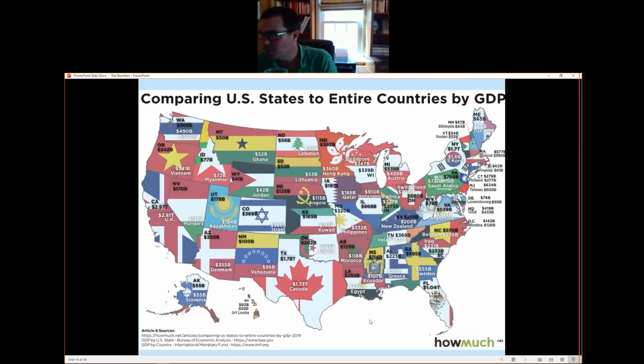This map might be useful in class. This just shows you how big the US economy is. So we equate different states with different countries. For example, Canada's economy is 1.73 trillion, which is actually slightly smaller than that of Texas. So Texas and Canada have a similar size economy.